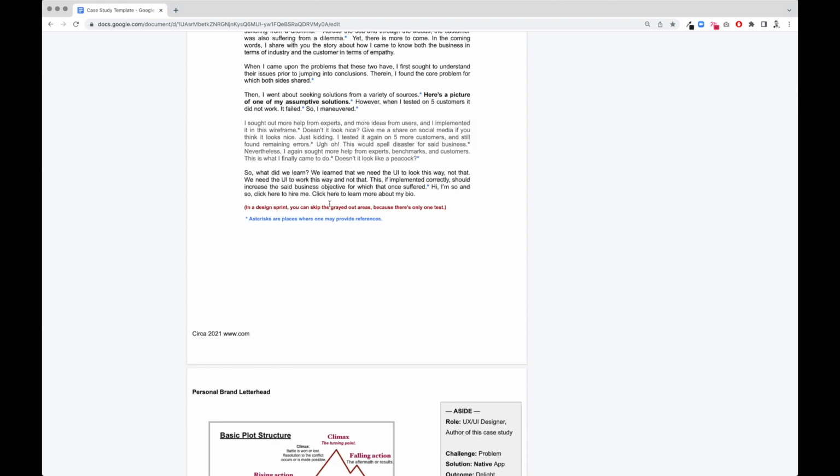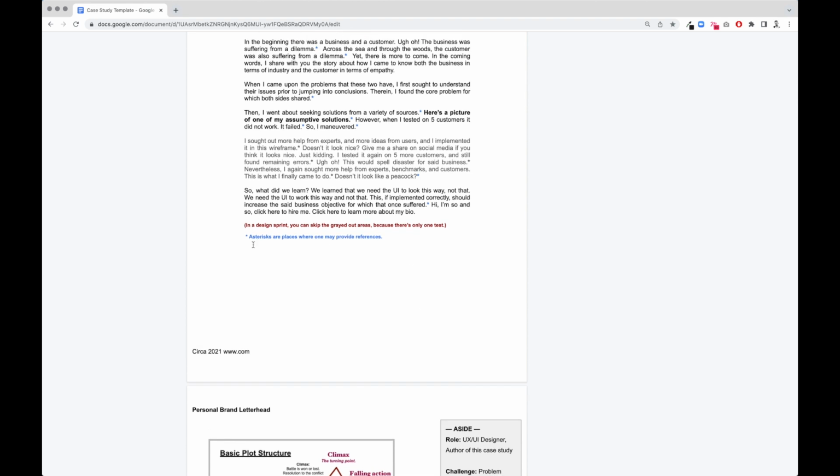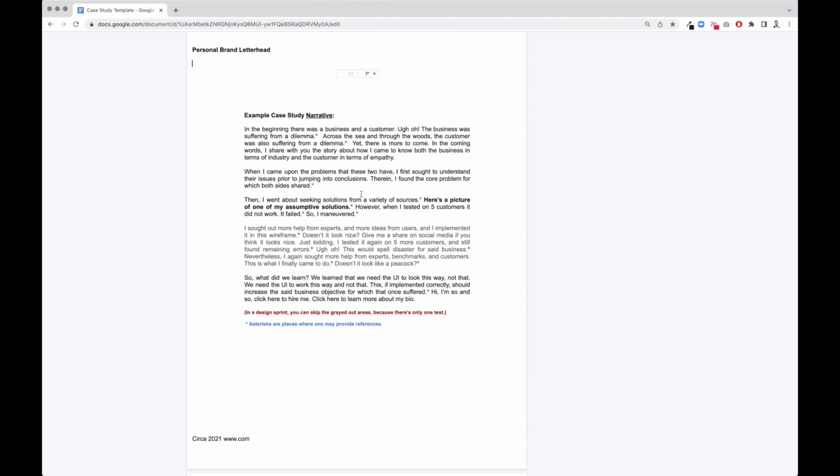I put the caveat here, if you're doing a design sprint, you might skip this gray area because you only had 1 test. That's okay. And the asterisks were areas where you need to provide reference in your bibliography or your appendix at the end.